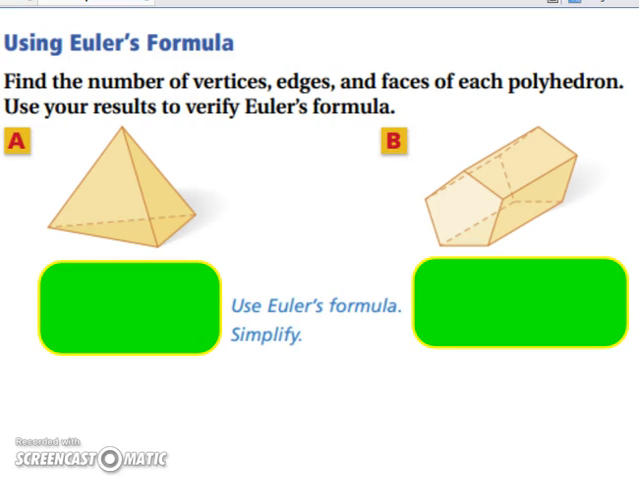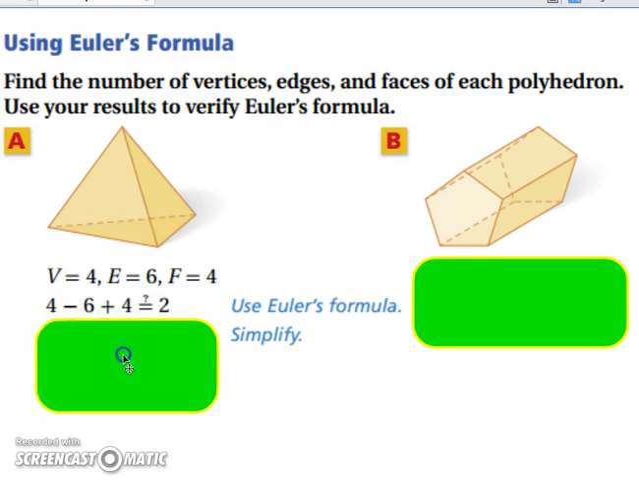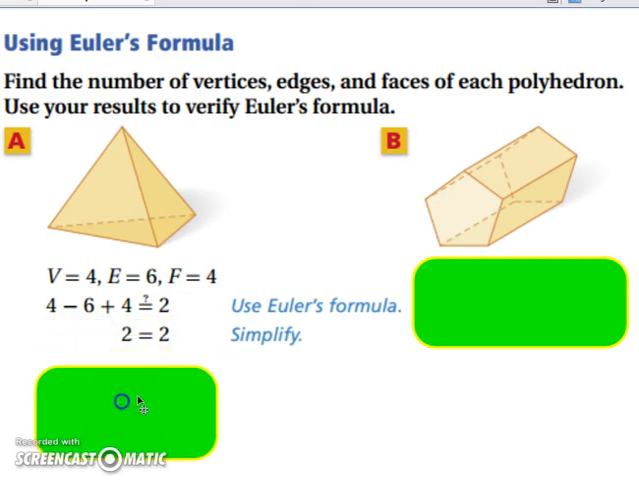Using Euler's formula, find the number of vertices, edges, and faces of each polyhedron. Use your results to verify Euler's formula. Well, vertices, we have 1, 2, 3, 4 vertices. We have 1, 2, 3, 4, 5, 6 edges, and 1 face, 2 faces, 3 faces, and 4 faces. So 4 minus 6 plus 4 is going to give you 2. All right, well, let's try B.